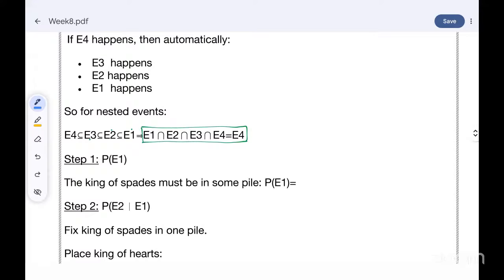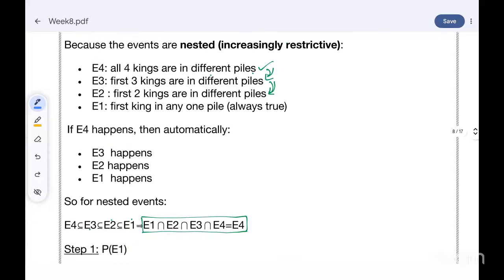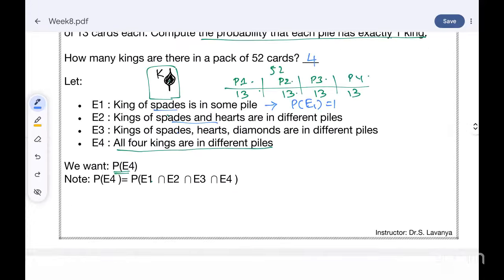Okay. So now we have to find P of E4, which is actually P of E1 intersection E2 intersection E3 intersection E4. It means what is the rule we can apply here? We can use the multiplication rule. Can anyone try to tell the multiplication rule here? What is the multiplication rule?